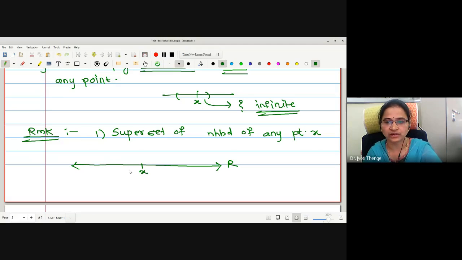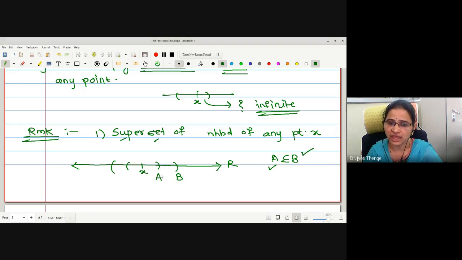This is a point. Suppose this interval is a neighborhood. I'll call this set A. Now we are considering the superset. Superset means a set containing A. Therefore, let me write this as a set B. Okay, therefore A is contained in B. Therefore, B is a superset of A.